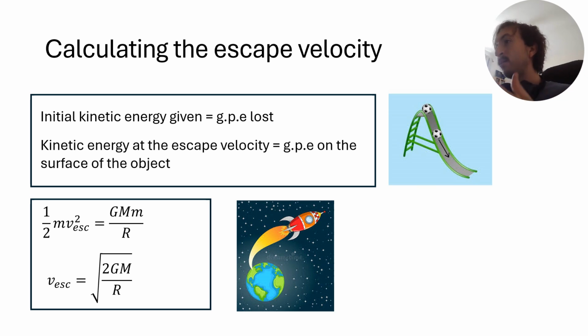Now we have a general equation for it. We can try to find the escape velocity for an object we are fairly familiar with, the Earth. Now the Earth is almost perfectly spherical. It's not quite, but it's to a very, very good approximation a sphere, so we can use our equation for the escape velocity.